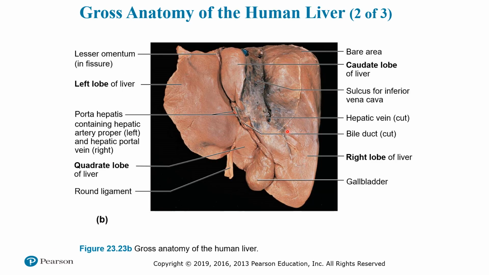This is the liver. This is the right lobe. This is the left lobe. And this is the quadrate lobe and this is the caudate lobe. This area of the liver is known as the bare area because it is not covered by peritoneum. We know visceral peritoneum covers the outer surface of the organs, but this area of the liver is bare. This is the gallbladder. So the bile is produced in the liver and then it is stored in the gallbladder.